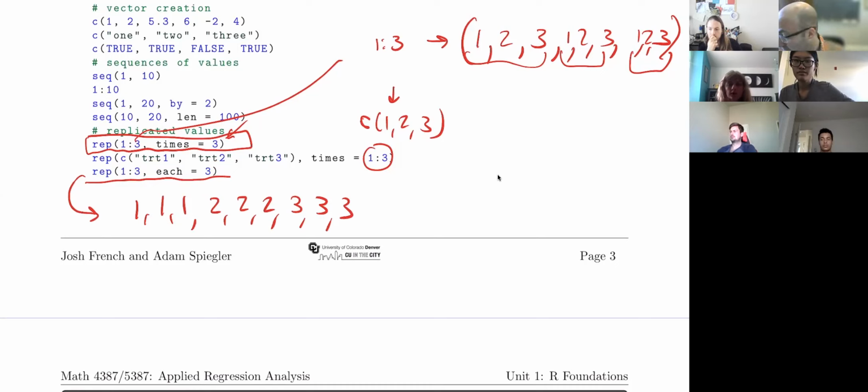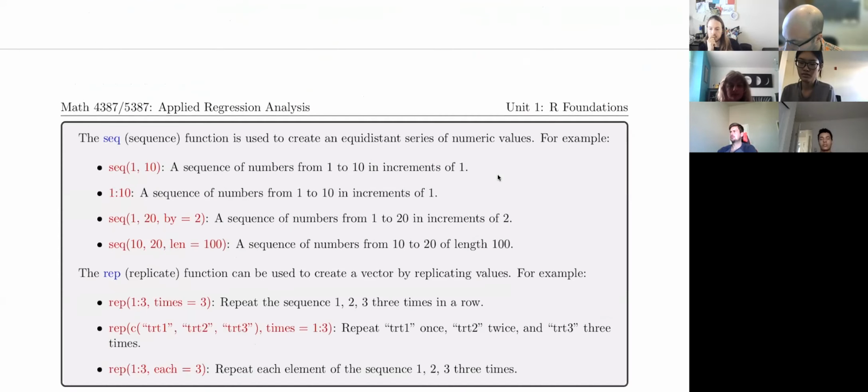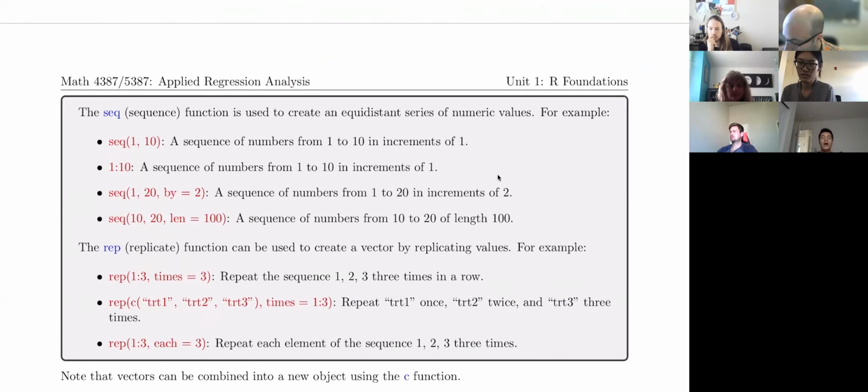These are pretty much the sequence and the replicate functions. These are nice ways to generate vectors that have certain patterns. And I gave a little summary of things over here. Any questions about that?